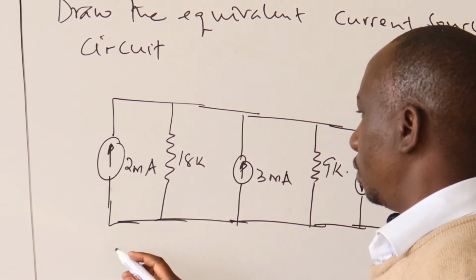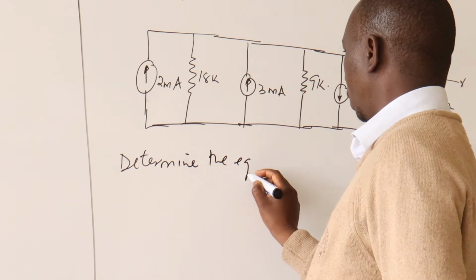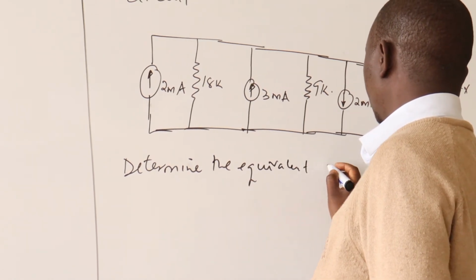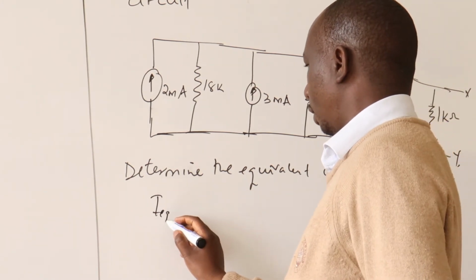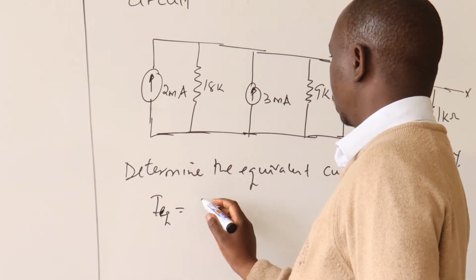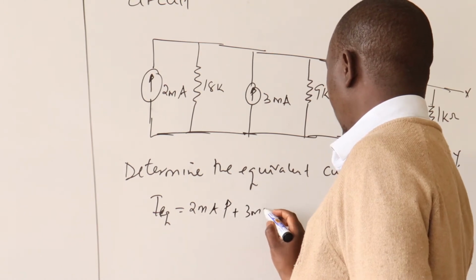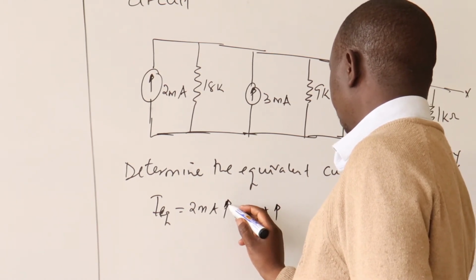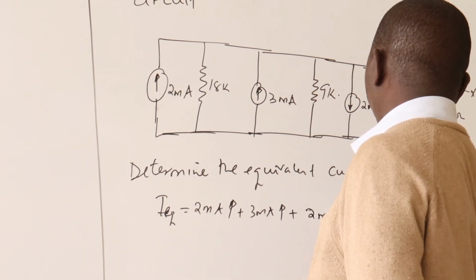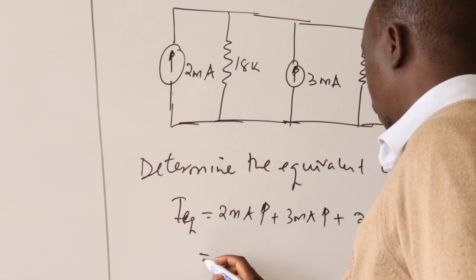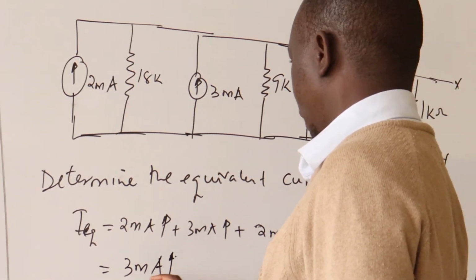So in this case, we're going to determine the equivalent current source. Then I equivalent is supposed to be 2 milliamps facing up plus 3 milliamps facing up plus 2 milliamps facing down. So in this case, we shall have 3 milliamps facing up as our result of I equivalent.